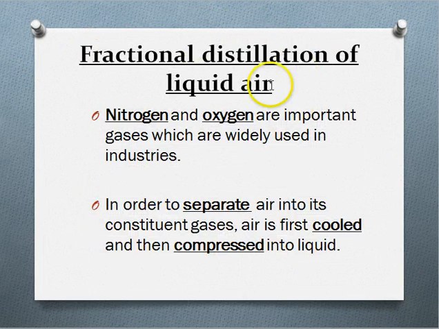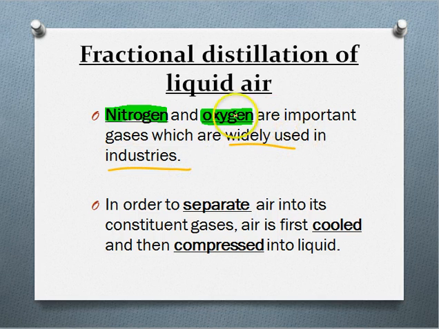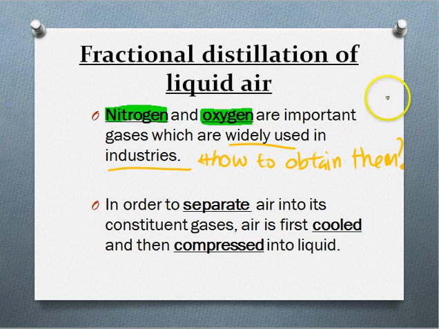So now, after we know the composition of air, what is important here? We move on to fractional distillation of air. Because we know that nitrogen and oxygen, these two are very important gases which are widely used in industry. So how do we obtain them? Obviously, how to obtain them is actually by doing fractional distillation.